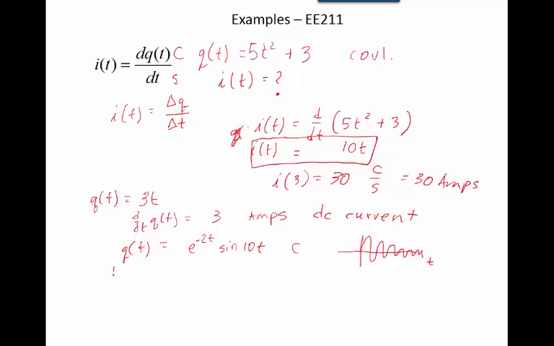So the derivative with respect to time of Q is d/dt of that expression. I like to be thorough, I always write my problems out, which is, by the chain rule, the derivative of the first times the second plus the derivative of the second times the first.